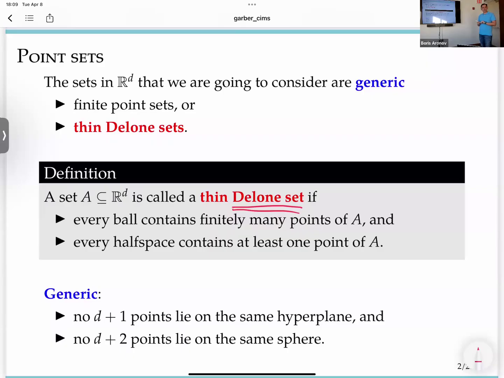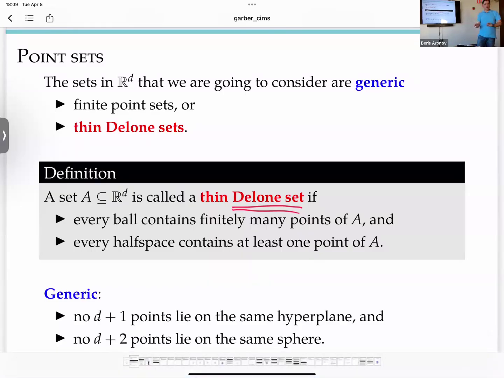Okay, so my point sets are going to be generic, so that means that no d+1 points are on the same hyperplane, which means every d+1 points create a simplex with the vertices in that set, and no d+2 points lie on the same sphere. And that's because the talk is going to be about spheres, so that's to make sure that I know how to count points inside. Because if points are on the boundary, it's unclear.